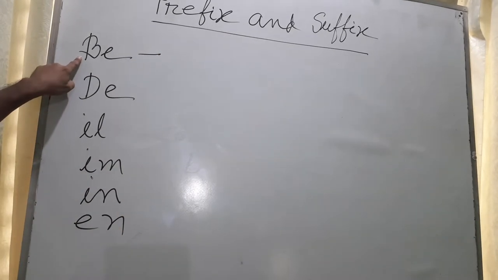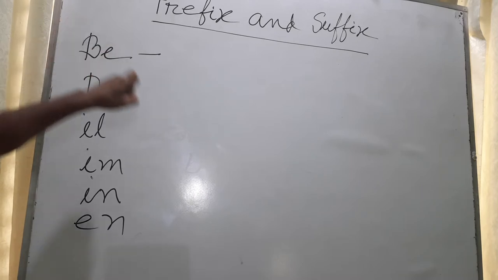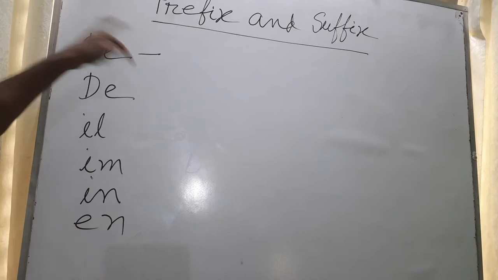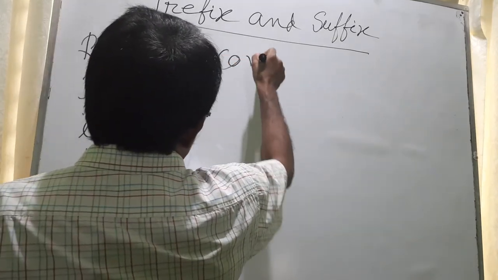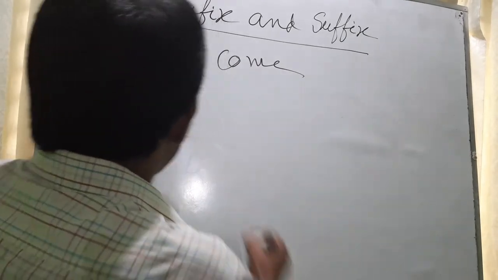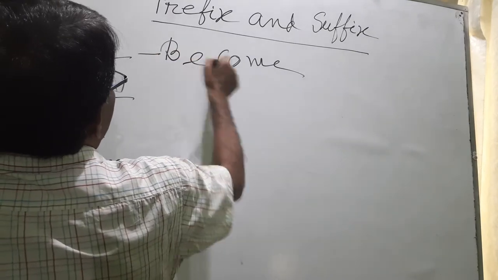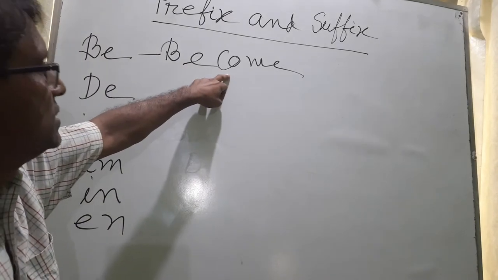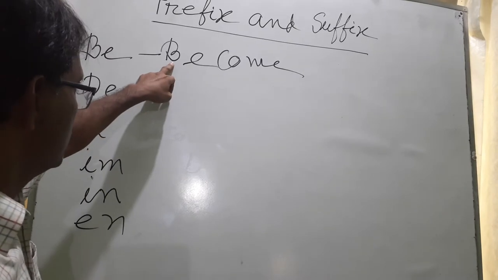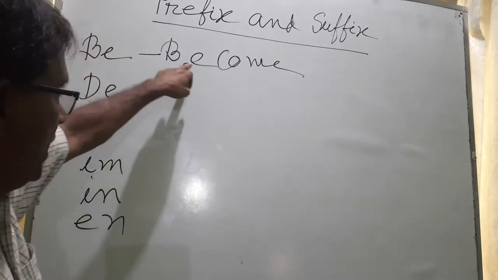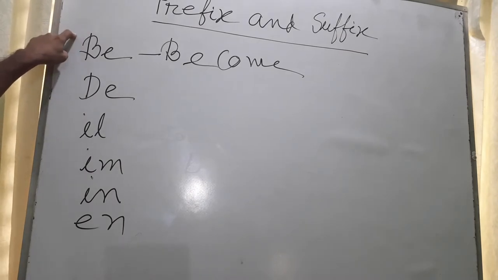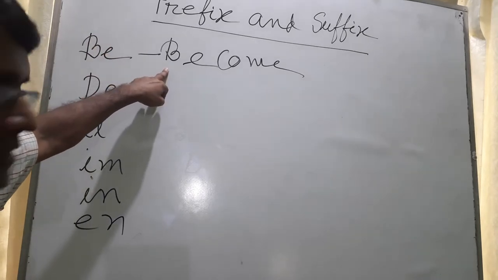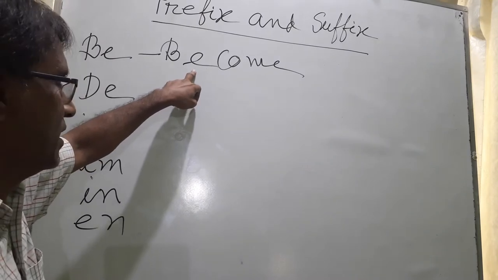When prefix be is added with a base word or keyword, a new meaning is made from the keyword. Like if come is the base word, then be is added with the base word come. Then this becomes become, and our new word is become. Only be means hoa in Bangla. Again, become means hawa.